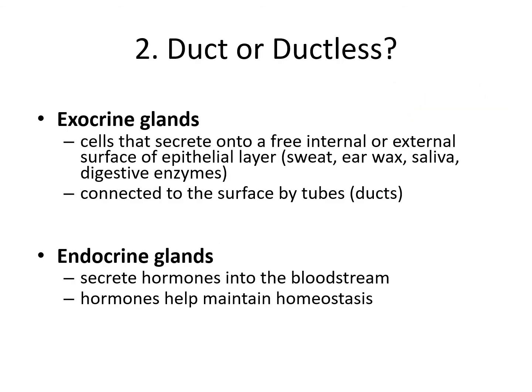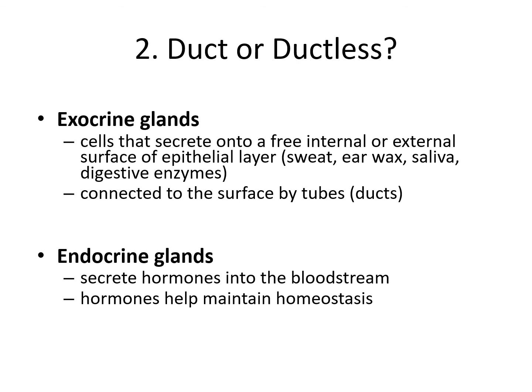Exocrine glands secrete material onto a surface. So that could be the exterior surface of the body, if we're talking about sweat, for instance, or earwax. Or it could be an internal cavity, if we're talking about saliva and digestive enzymes. They do this through ducts. So they have tubes that carry the material to the surface. Exo means outside. Think of exterior, or the exoskeleton that surrounds an insect.